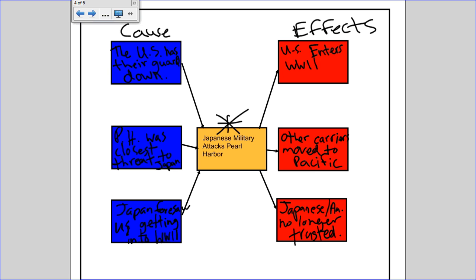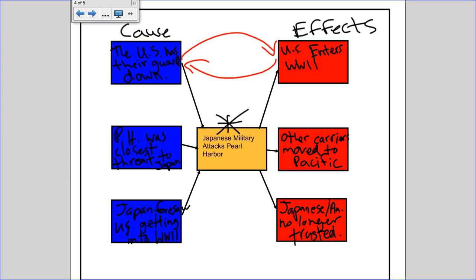Okay, so we have our map. Now, as always, you see I have 3 causes, 3 effects. Now, this is not a double bubble. This is not a point counterpoint. There's really no relationship between these two, even though they're on the top level.